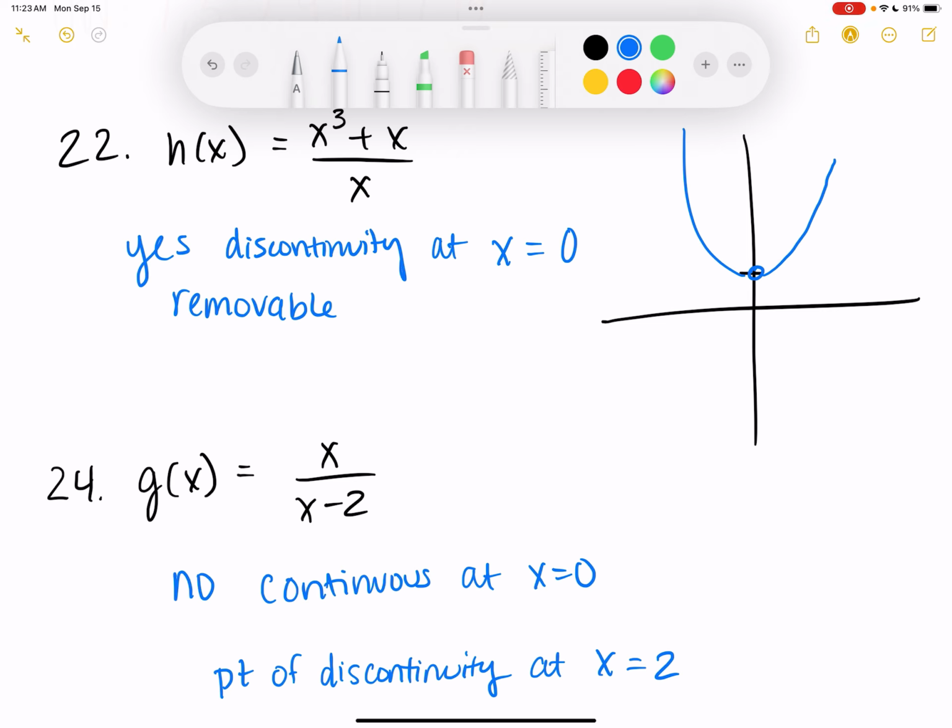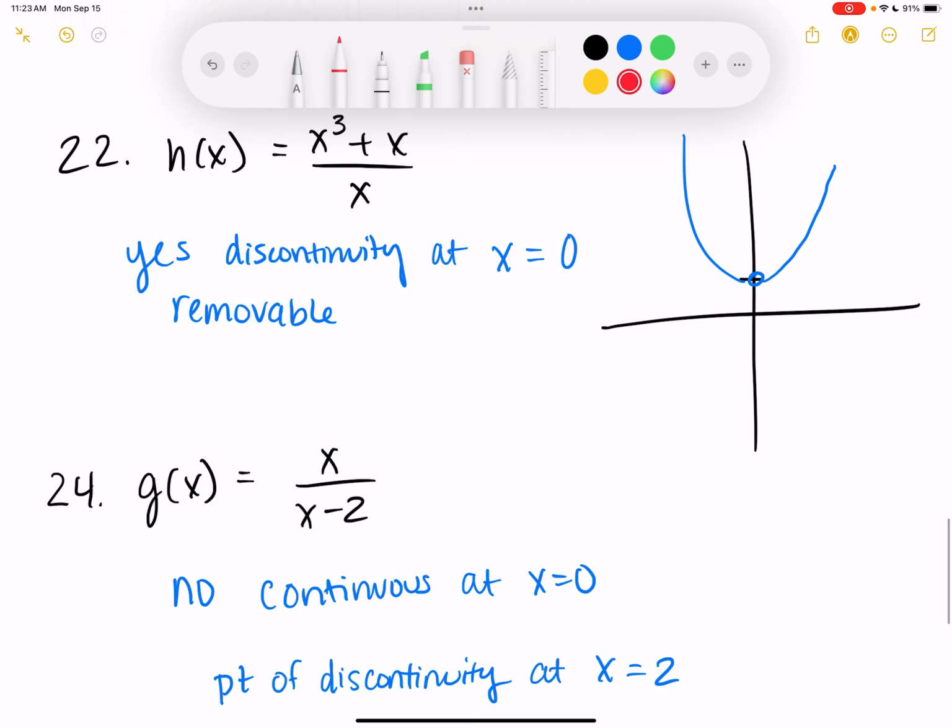But it's removable if there's an option that doesn't make it 0? Well, yeah, basically. For right now, yes. Usually removable will look something like this. You'll have another value that fills the hole. But if there's just a hole, essentially a value that doesn't work, it's removable. Okay, I see it. In calculus, you'll have other things.